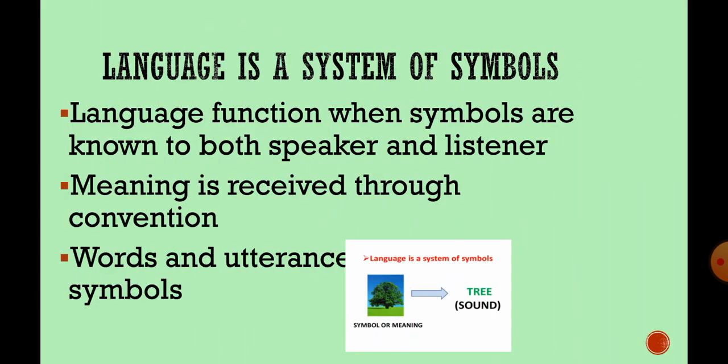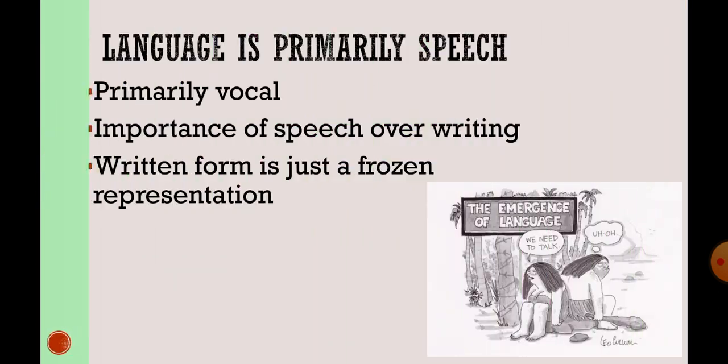Language is a system of symbols. Language functions effectively when the symbols used are known to the speaker and the listener, the writer and the reader. Language symbols represent things that are not the things themselves. For example, the word tree is not a tree, it stands for a tree. There is no one-to-one correspondence between the symbol and the referent. The words and utterances here function as the symbols.